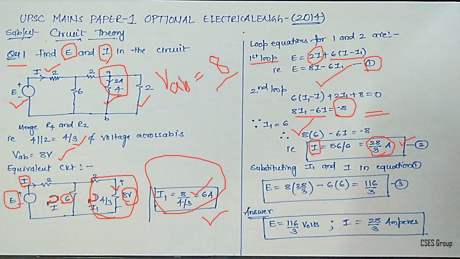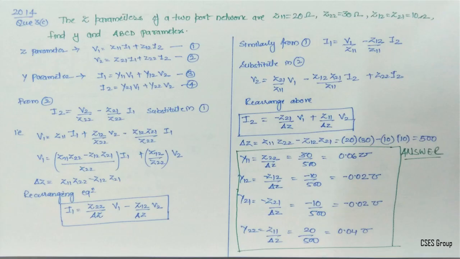If you take this current I and substitute in this equation, you will get E is equal to 116 by 3. Hence the current which will be flowing because of the battery in the circuit is 28 by 3.